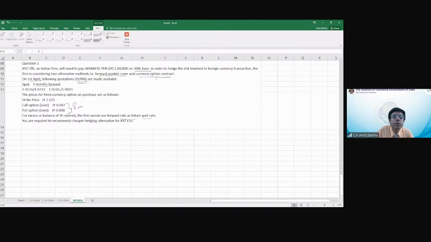Then in currency option, we will compute how much is the total outflow, and then between the two, we will try to identify which one has a lesser outflow and we will opt for that one. Right? Let us start.